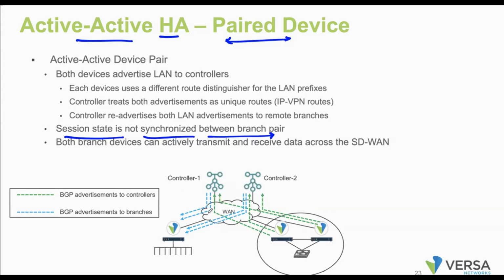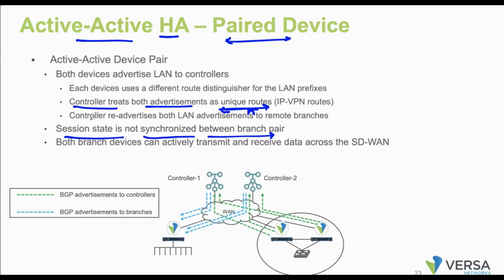Now what will happen at the branch side? The controller treats both the advertisements as unique routes. The moment we mention them as paired devices, they will start exchanging the control plane channel with the controllers, and try to advertise all the node and route advertisements towards the controller. Controller, as it is treating them as unique routes, will start sharing that information across all the other branches.